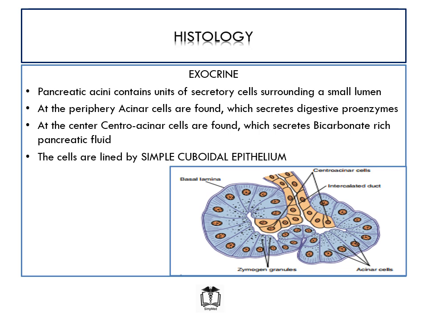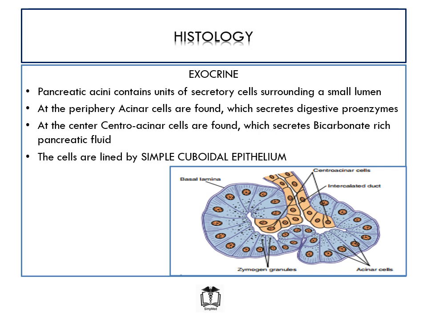So while we have some acinar cells that are involved in the production of enzymes, some are involved in production of fluid. For example, the centroacinar cells are the ones found towards the duct, so they are found around this region. These are the ones involved in the production of bicarbonate-rich fluids, whereas the peripheral acinar cells are the ones found here. These are the ones involved in the production of digestive proenzymes.